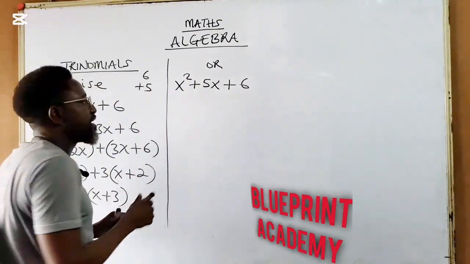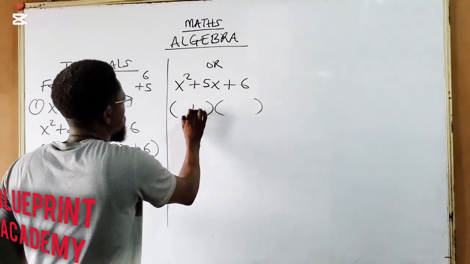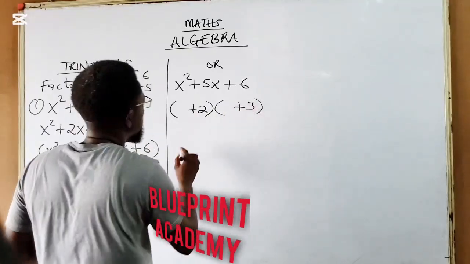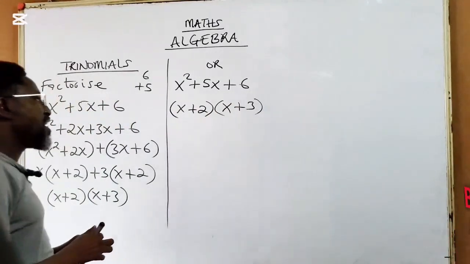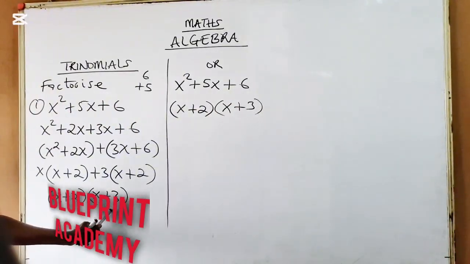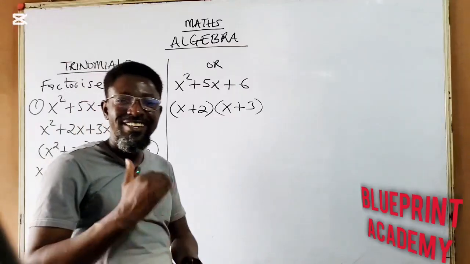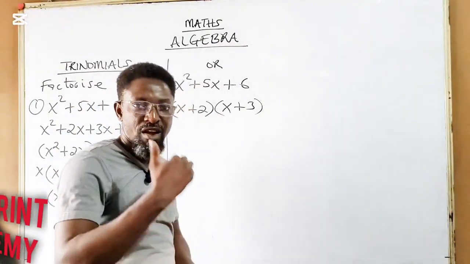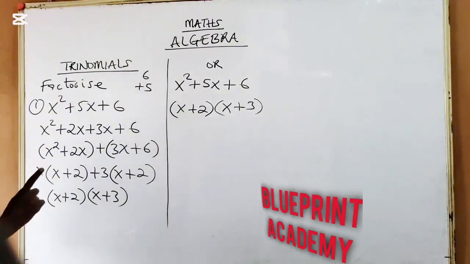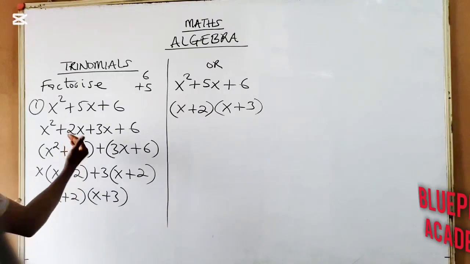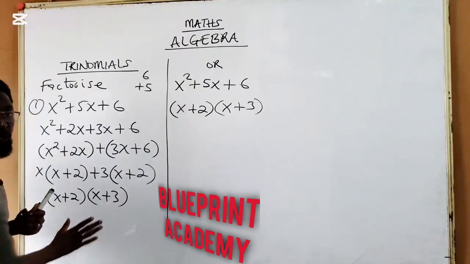Since I know the two numbers I can use are 2 and 3, I will just open two brackets. I put the 2 and I put the 3. Bring down the x and then put x here. So I have x plus 2, x plus 3, and that is the answer to that particular question. This one works if the coefficient here, like in this case, is 1. If the coefficient is not 1, we have to use the normal format, which we used in obtaining this particular answer.